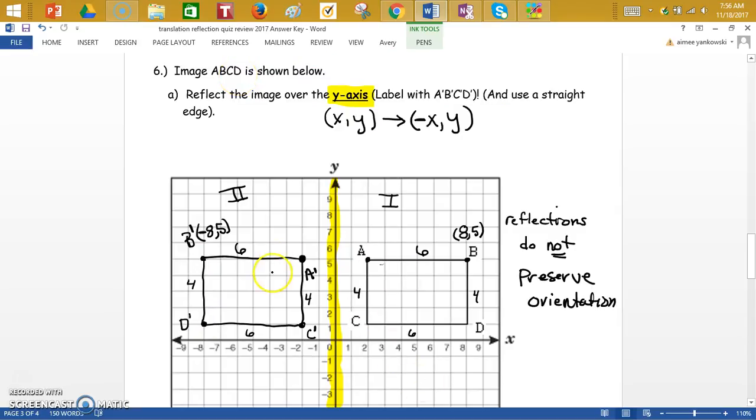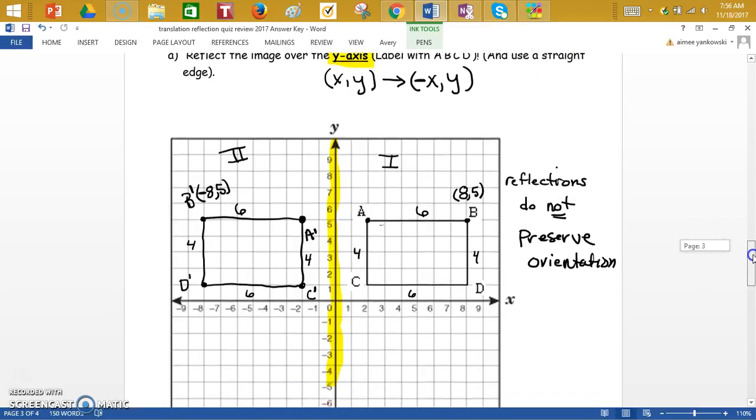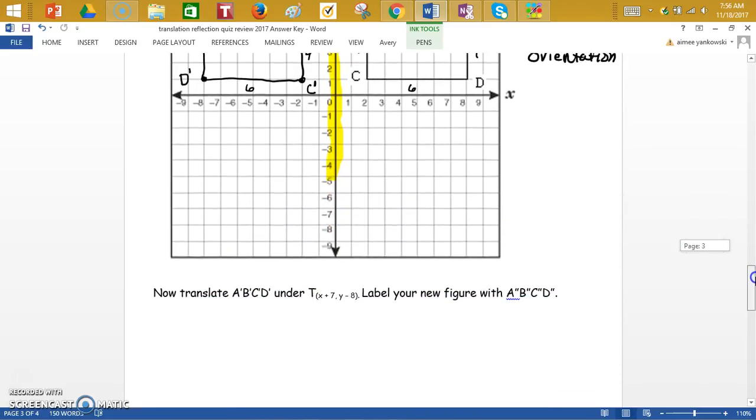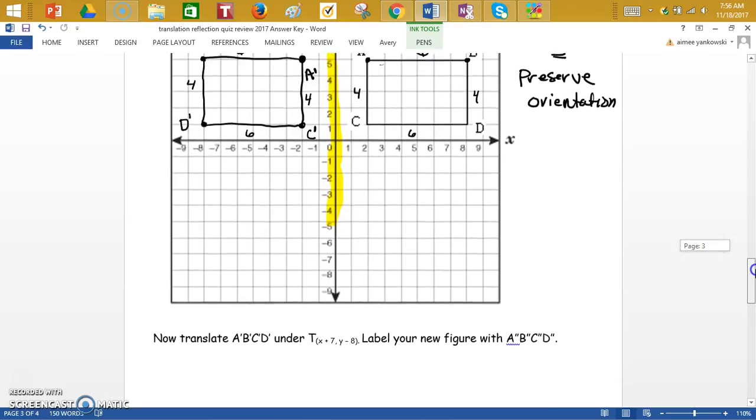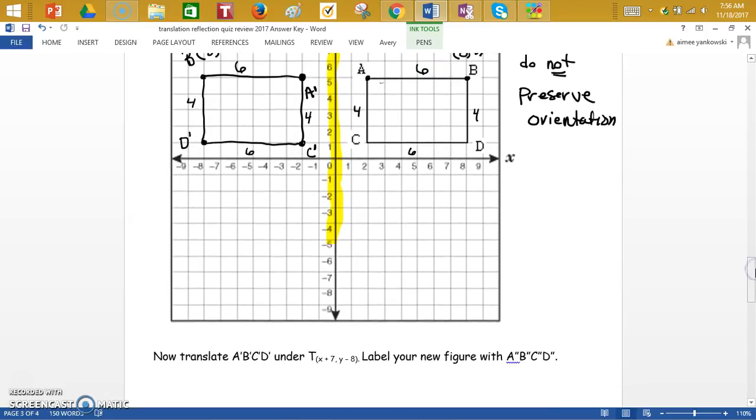So you can either count boxes to do it, or you can apply the rule. All right, now we have to translate. Are we translating the new one? Yep. Now we're going to translate this new figure. It says translate A prime, B prime, C prime, D prime under the translation x + 7, y - 8. Label your new figure with double primes.